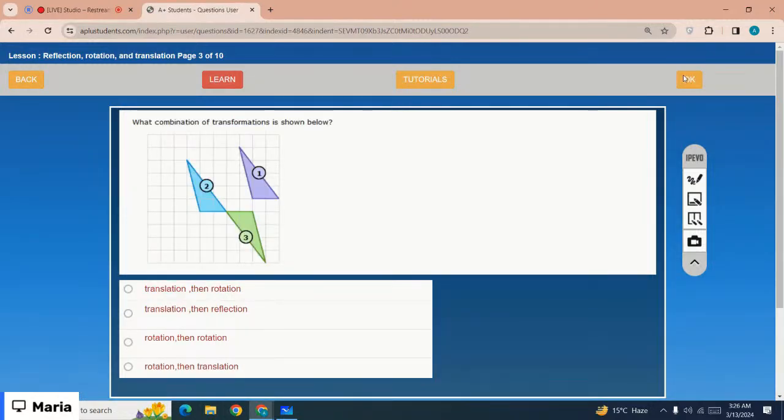Okay, the next one: what combination of the transformations is shown below? From 1 to 2, you move the whole image to a new place, right? From 1 to 2, that is a translation. And from 2 to 3, you have one point still common. You move the image along a single point, so that is a rotation. So the option is translation and then rotation, right?